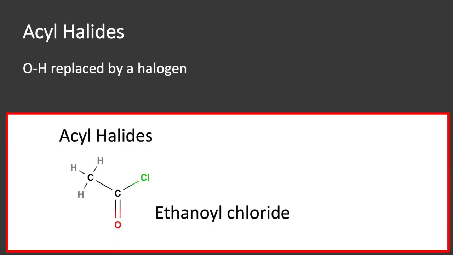First group we're going to look at are the acyl halides. In these we've replaced the OH by a halogen, funnily enough. These are extremely reactive, really useful chemicals, and we are going to have a whole video on these a little bit later on, and how we name them. But just to get you going, we just take the carboxylic acid name and change the -oic to -oyl, so ethanoyl chloride.